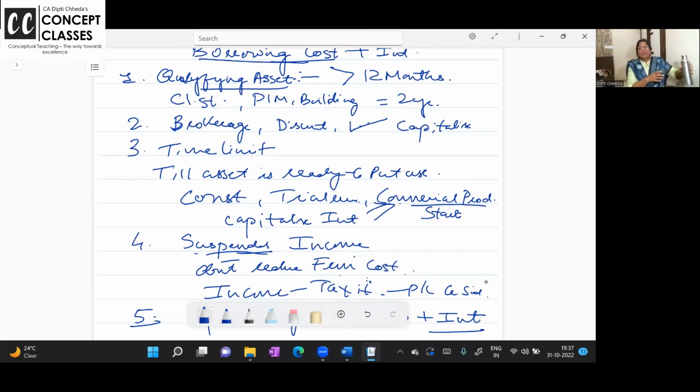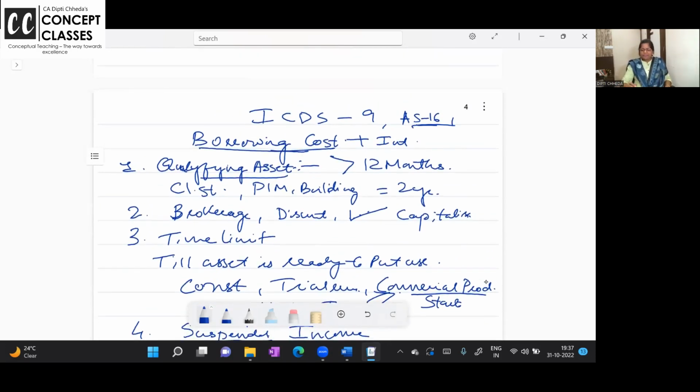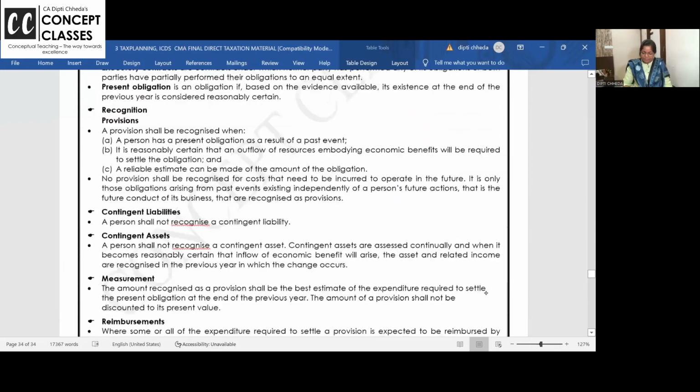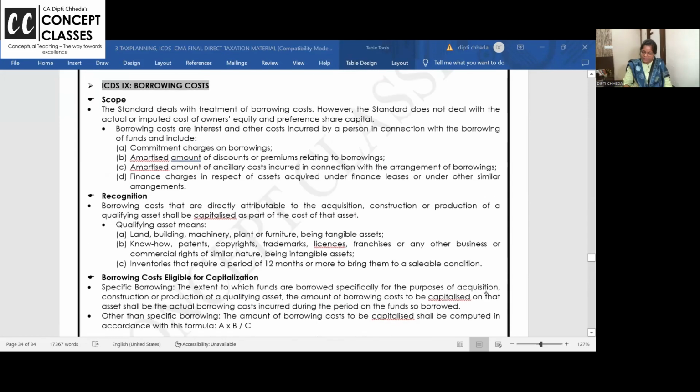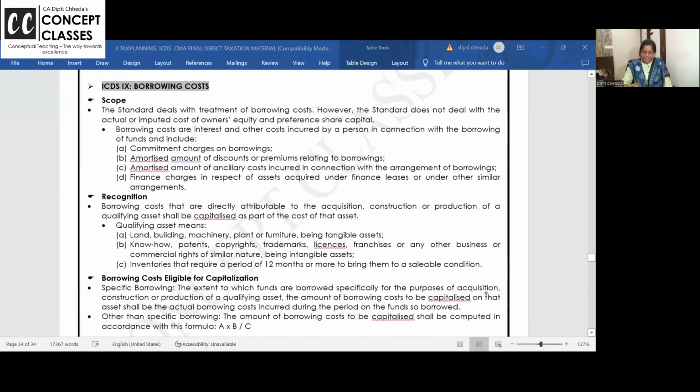Did you get the gist of AS 16? For every ICDS, write the name. ICDS 9 is not written like that, sorry, please, they are in Roman numbers. And there write AS 16. Let us now check what it is. ICDS 9. Interesting it is, and in fact in AS they always ask questions on AS 16.